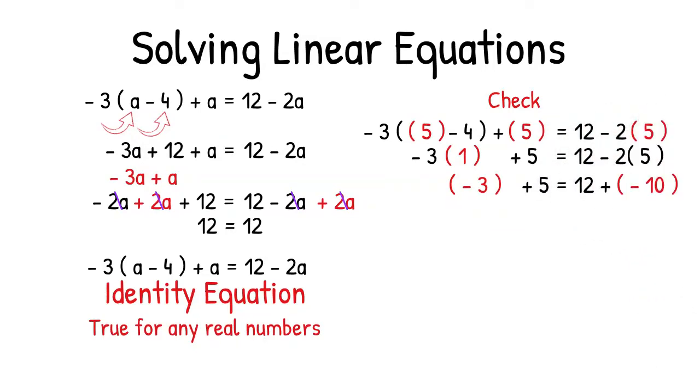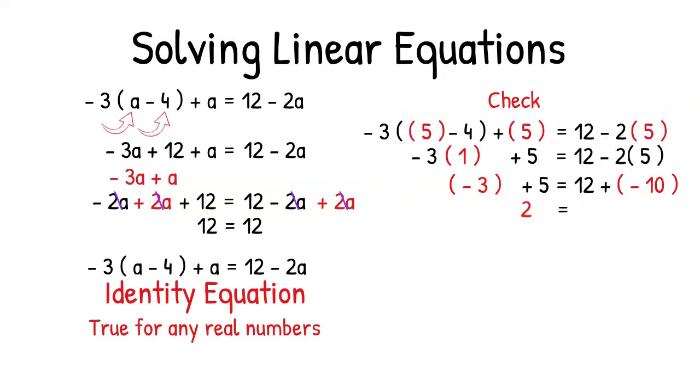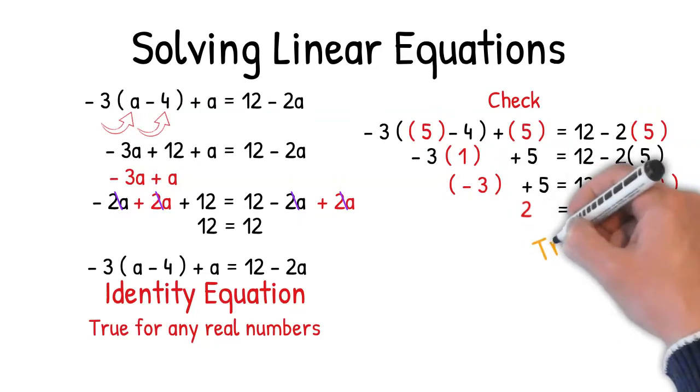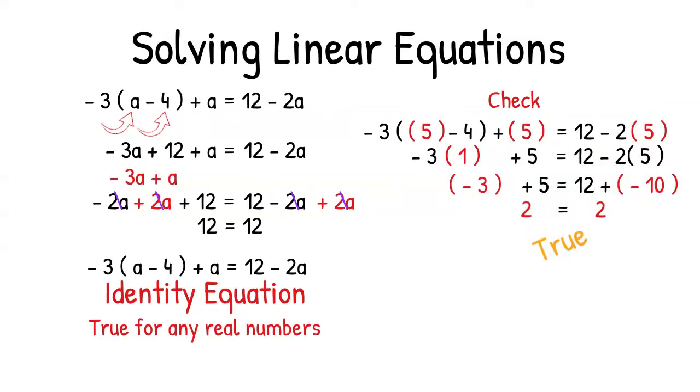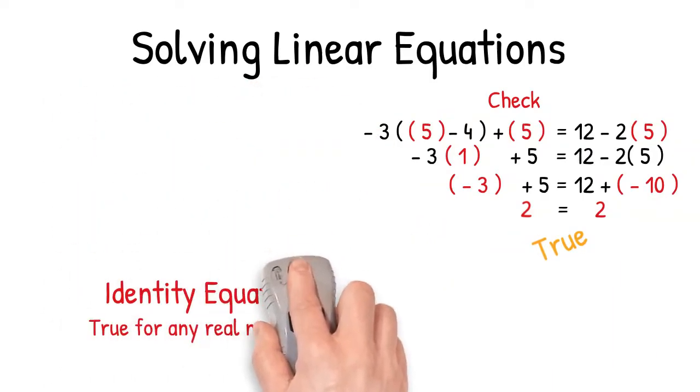Finally, addition and/or subtraction going from left to right. Negative 3 plus 5 is 2, and 12 plus negative 10 is also 2. 2 is equal to 2. That is true. Because this equation is an identity equation, you can put in any real number for a, simplify, and it will always be true. Let's do one more linear equation.